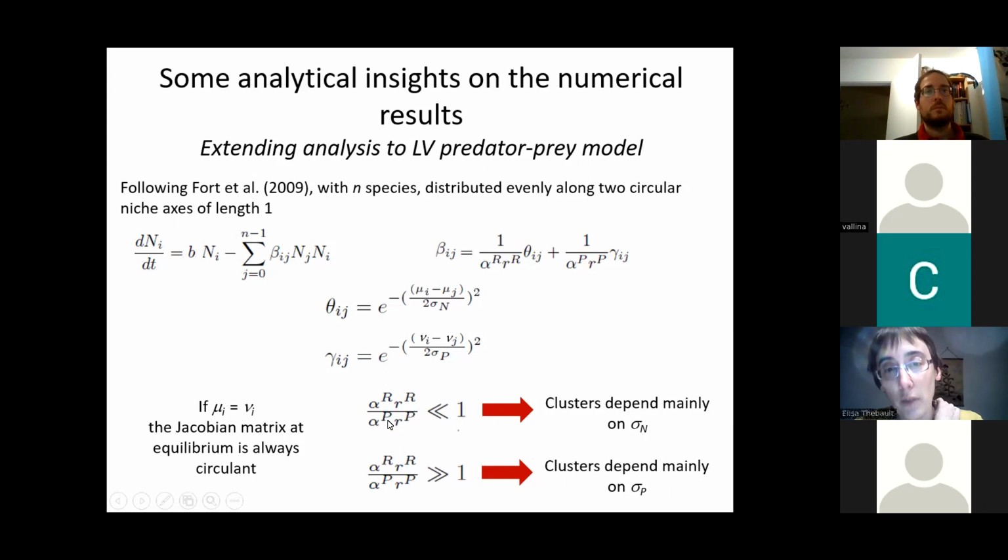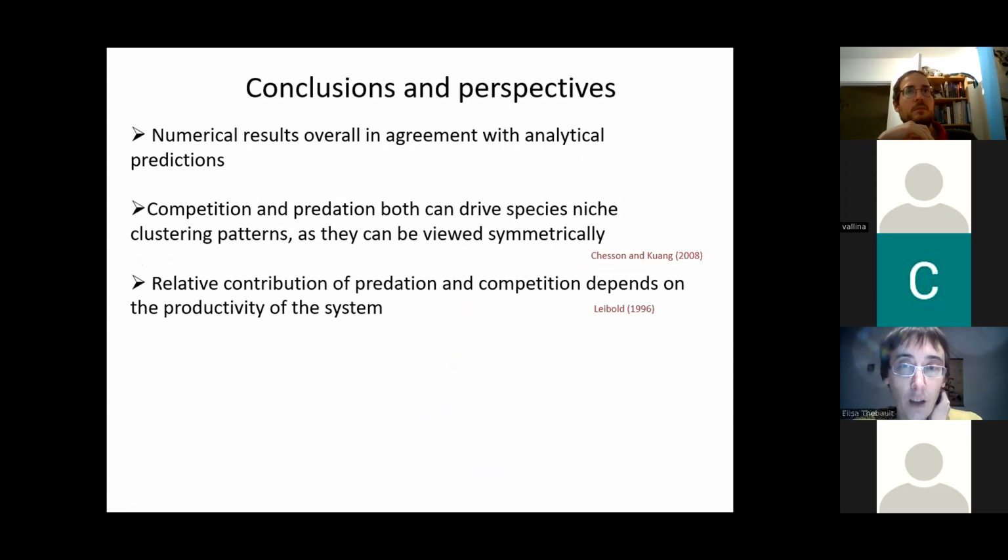Because in this model, the relative importance of predation depends, among other terms, on the growth rate of the resources here, which can be related with ecosystem productivity in our model. Okay. So, yeah, sorry, maybe it was too much for a presentation, but basically, to try to conclude a bit on these niche clustering patterns, with including competition and predation.